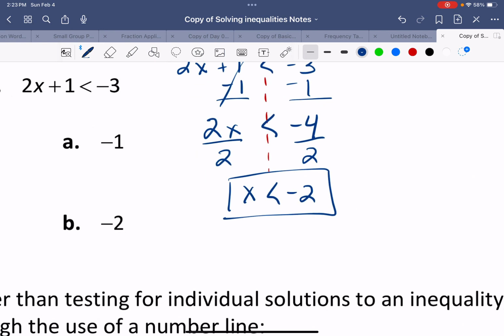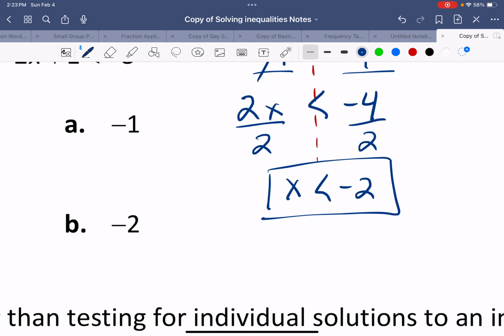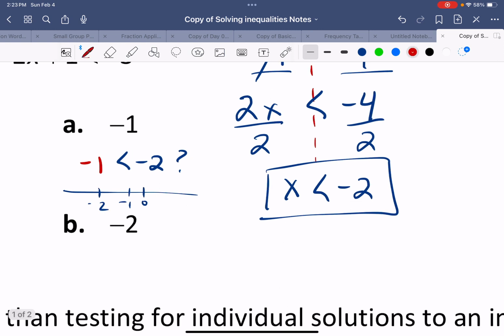Okay, so what we're going to do is test this out. Let's plug in -1 for x. Is it less than -2? That's my question. Well, if you're looking at a number line, and I do 0, -1, -2, -1 is actually bigger than -2. So this is false. -1 is not smaller than -2, okay?